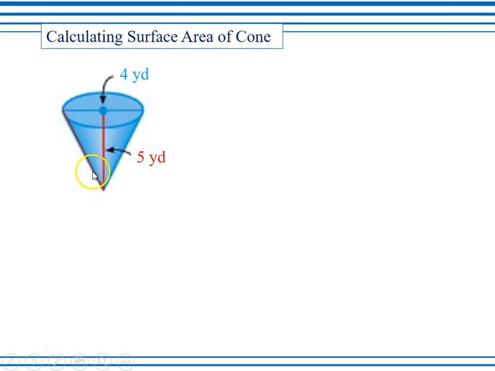Now, in this next example, I'm missing the slant height. If I know the slant height, I can use the formula. I know that the radius is going to be 2 yards because the diameter is 4 yards. So the radius will be 2 yards. And I know that the height inside the cone, that is perpendicular to the base, is 5 yards. So now I need to use those two pieces of information to find the slant height of the cone so I can plug it into the formula. I need to know the slant height.